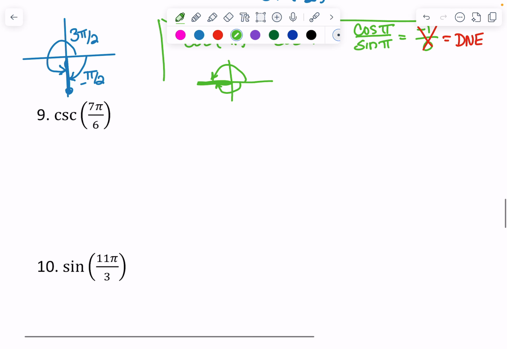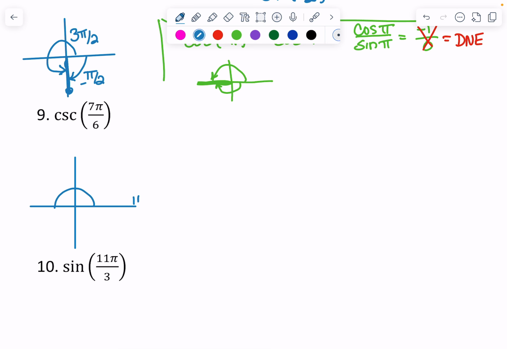Kind of interesting one. The second to last one here is the cosecant of 7 pi over 6. So let's draw that baby out. I'm going in the positive direction around here. So let's get the angle first. Here I get a pi. Here I get 6 pi over 6, which is equal to my pi.